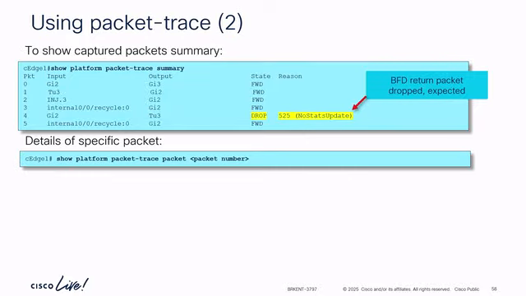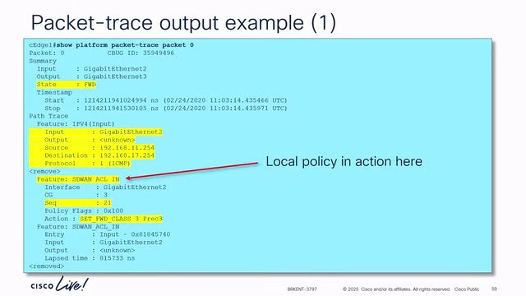And details of a specific packet, let's say if you want to know details of packet number 4, we can do it as well. But let's take a look at a more practical example, right? I have an output of show platform packet trace summary, and when I check the packet number 0, what can we see here? And surprisingly enough, we can see everything that is happening with this packet.